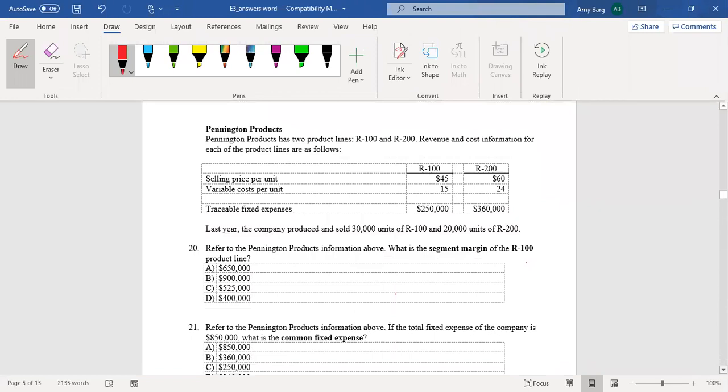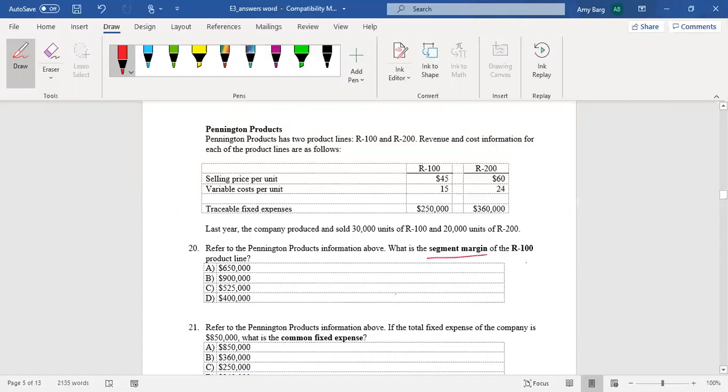All right, here's a little bit of math. Pennington Products has 2 product lines, R100 and R200. Revenue and cost information for each of the product lines are as follows. And then it gives us a bunch of information. Refer to the Pennington Products information above. What is the segment margin of the R100 product line?